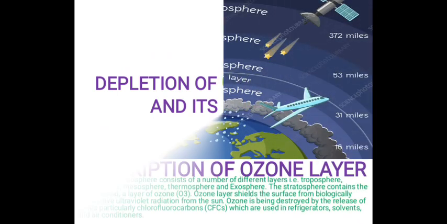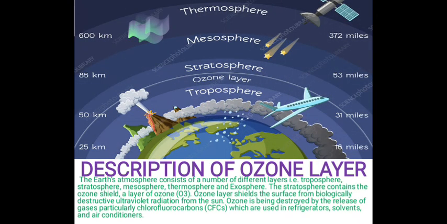Let's look at the ozone layer, depletion of the ozone layer and its effects. The description of the ozone layer. The Earth's atmosphere consists of a number of different layers. The first one is troposphere, followed by the stratosphere, followed by the mesosphere, followed by the thermosphere, and the exosphere. The stratosphere contains the ozone shield, a layer of ozone, a triatomic oxygen.